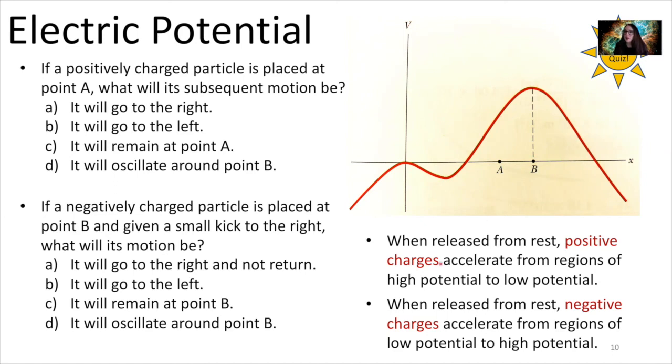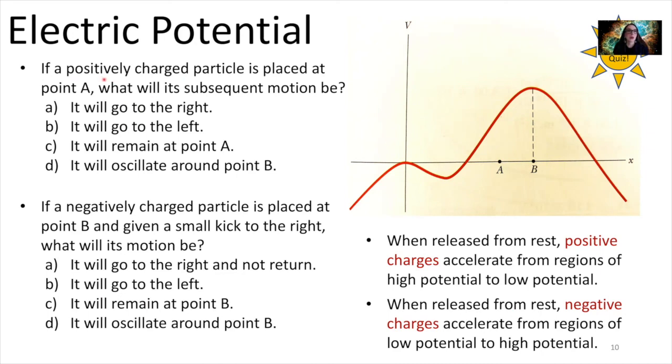When released from rest, positive charges accelerate from regions of high potential to regions of low potential. And when released from rest, negative charges accelerate from regions of low potential to high potential. So when we've got our battery connected by wires within a circuit, our electron, which is the charge that flows when we think about electricity, is going to travel from the low potential, which is the negative terminal of the battery, to the high potential, which is the positive terminal of the battery. Now, these are the 2 questions you're going to answer based on this graph here.